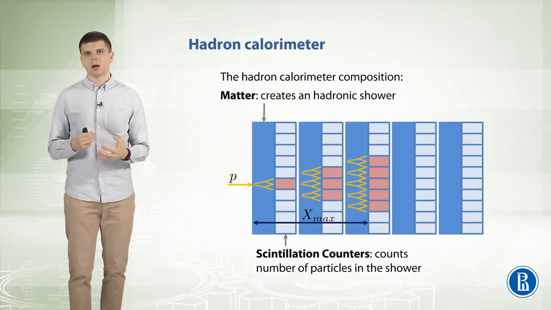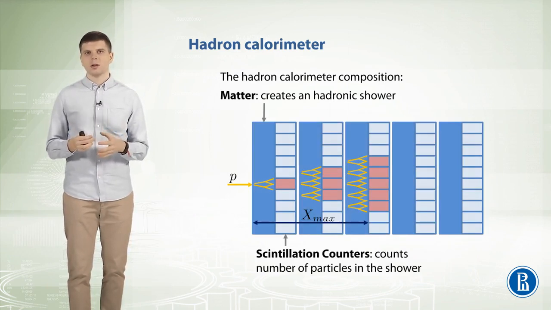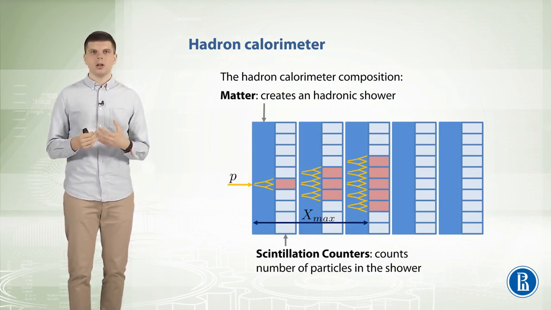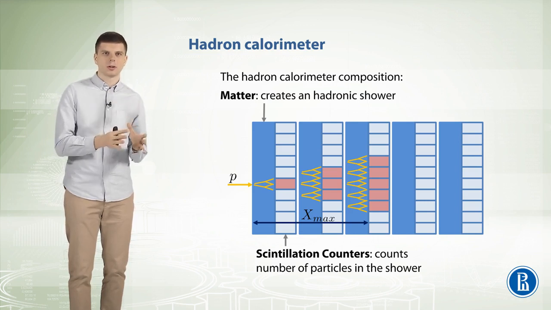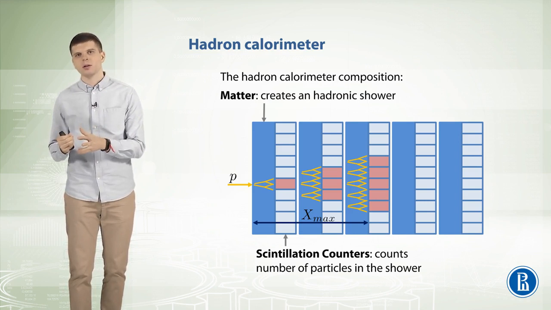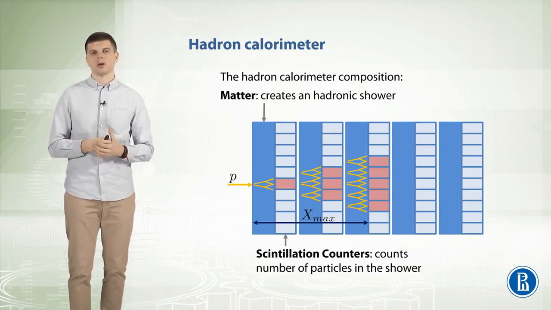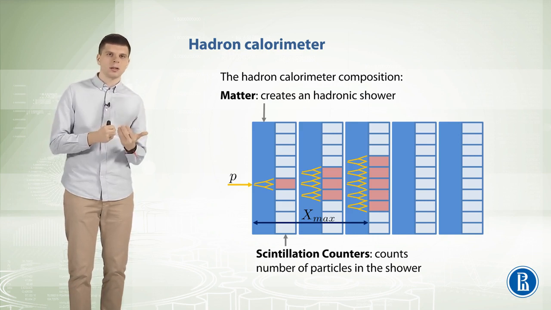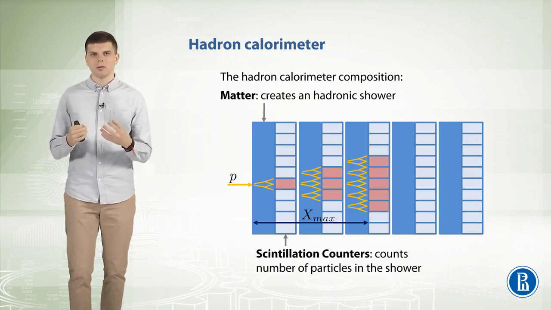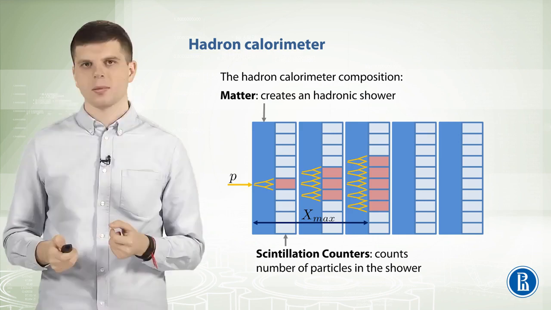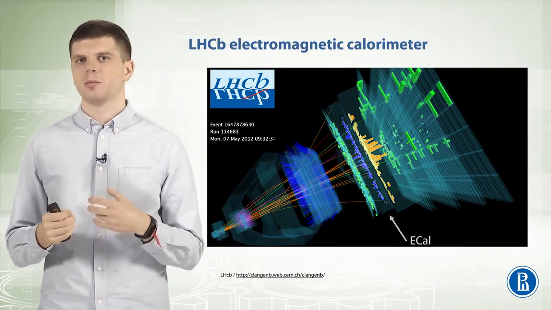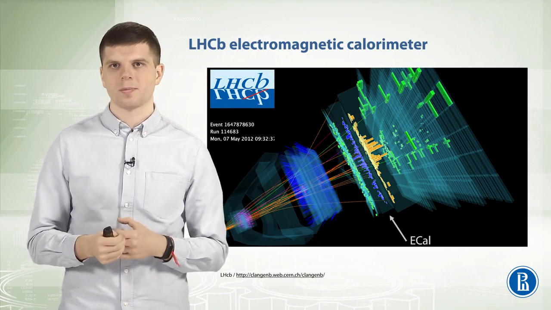Hadron showers are larger than electromagnetic ones, so the hadron calorimeter consists of several layers. Each layer has a layer of matter that creates a hadronic shower and a scintillation counter layer that counts the number of particles in the shower. Unlike electromagnetic calorimeters, hadron calorimeters use heavy materials such as metals. In the LHCb detector model, the hadron calorimeter responses are represented as orange cells.